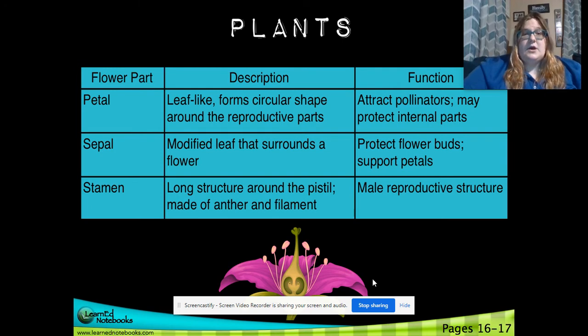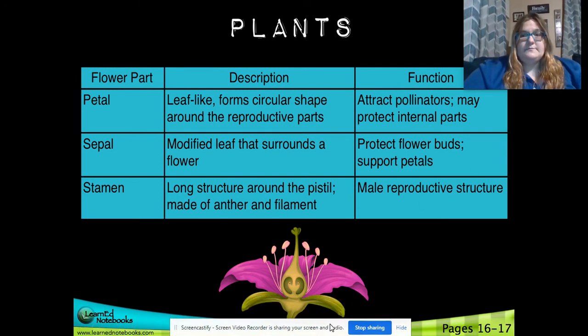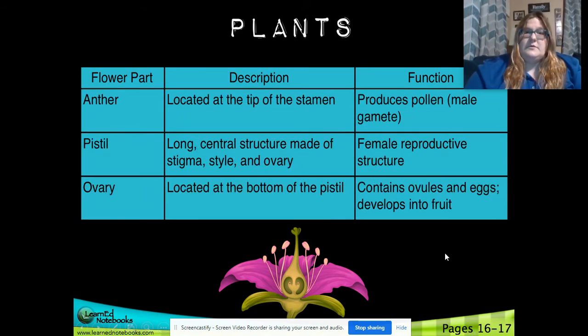Stamen is the long structures, so this is the sepal here. Petals are around. This is the stamen, structure around the pistil made of the anther and the filament. This is the male reproductive structure. Anther is located at the tip of the stamen. It produces pollen, which is the male gamete.